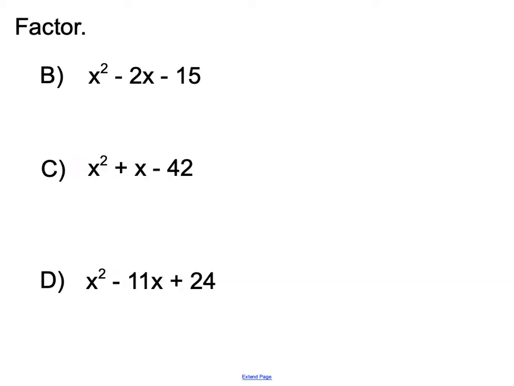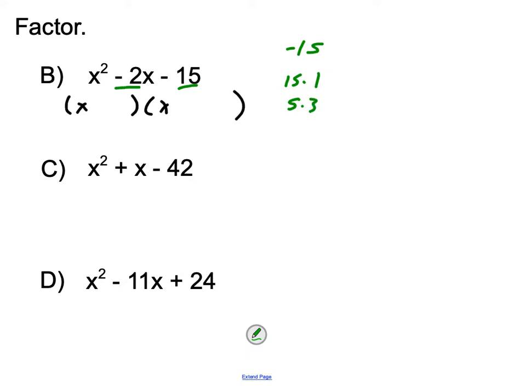So a couple more examples here. Let's go ahead and put our x's in there. What multiplies to give you x squared is x and x. Then you want to think what multiplies to give you a negative 15. Before we deal with the negative, let's just walk through the numbers: 15 and 1, and then 5 and 3.